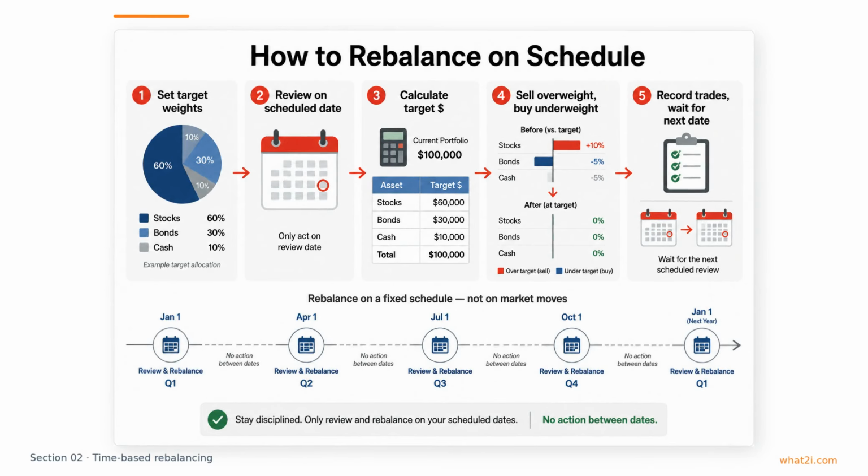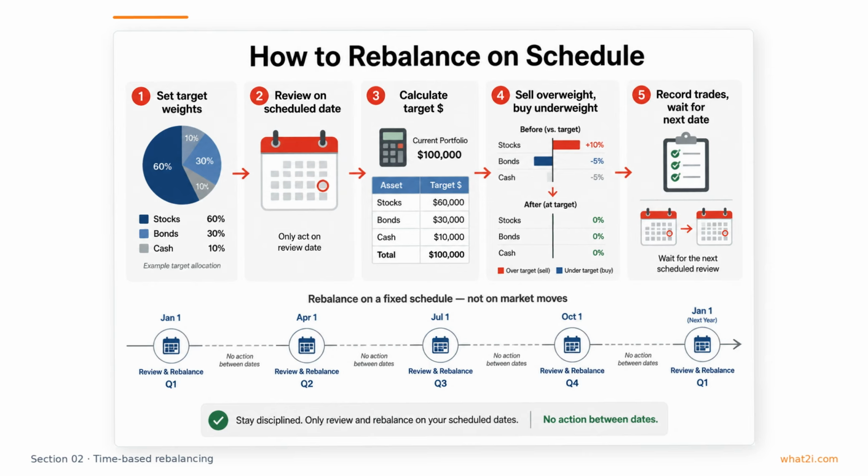Once the review schedule is set, the mechanics are straightforward. Start with the target weights for each asset class, such as 60% stocks, 30% bonds, and 10% cash. On the scheduled date, calculate the portfolio's current total value, and then the target dollar amount for each asset class. Compare those targets with the actual holdings to see what is overweight and what is underweight. Then sell from the overweight positions and buy the underweight ones until the portfolio is brought back toward target. After recording the trades, the investor simply waits until the next scheduled review.